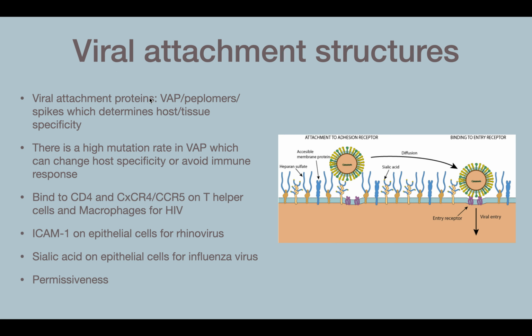The viral attachment proteins, or VAP, are going to be your peplomers or spikes, and that determines host tissue specificity. There's a huge mutation rate in VAP, and that can change the host specificity or avoid the immune response. Those will bind to CD4 and CXCR4 or CCR5 on the T helper cells and macrophages for HIV. ICAM-1 on the epithelial cells is going to be bound by the rhinovirus, and the sialic acid on the epithelial cells is going to be bound by the influenza virus. All of this is going to allow the permissiveness of the cell to increase.